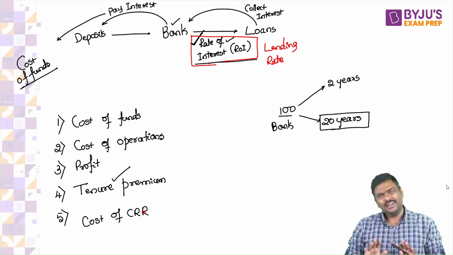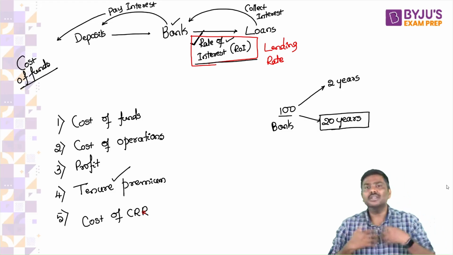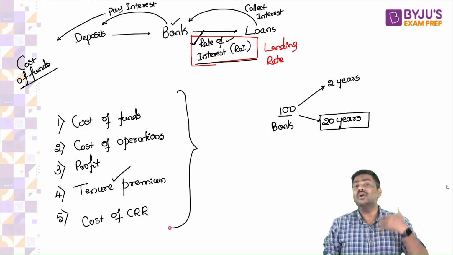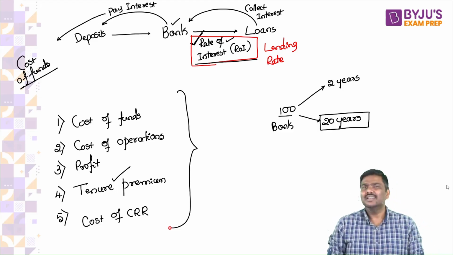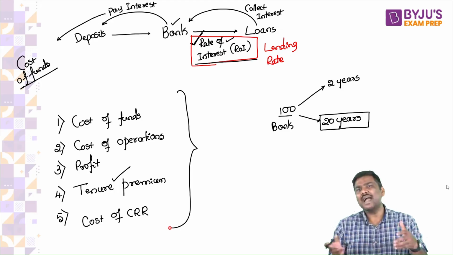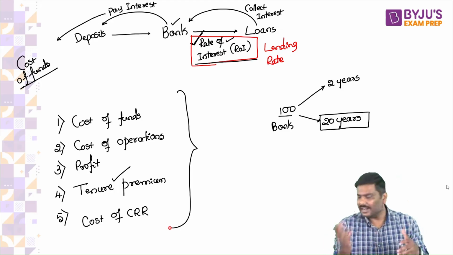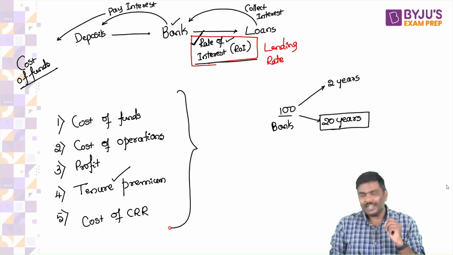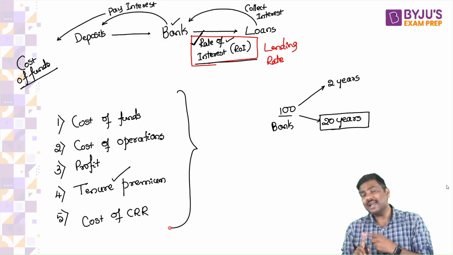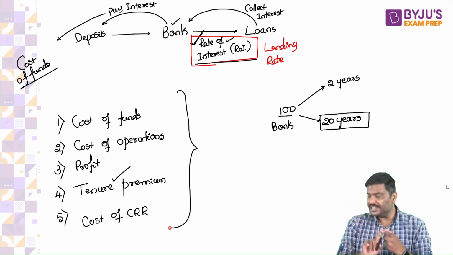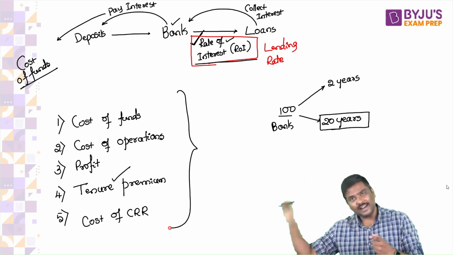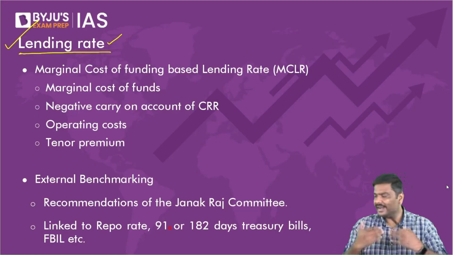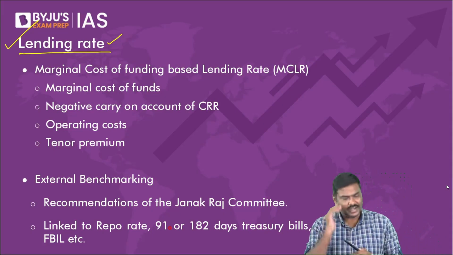Now have a look at it. Can I say that whenever you want to decide what is your lending rate, if you are a bank, these are generally the factors that the banks should consider in deciding lending rate? Can we go forward? Let me know. Don't you think these are generally some of the factors that the banks should consider in deciding their lending rate? Now, in India, how is the lending rate determined?